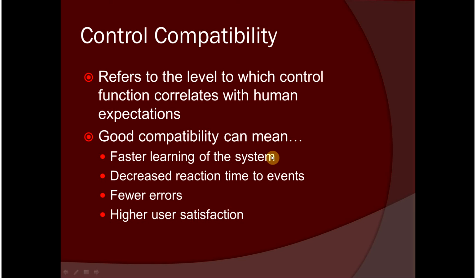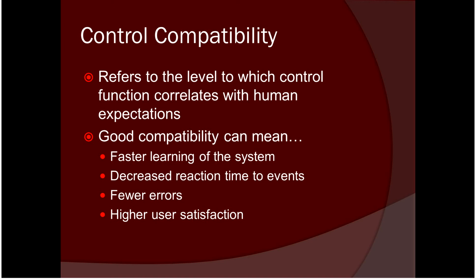Now let's talk about compatibility. This is designing your control system to match up to what human expectations would be for it, right? And we talked about that with displays. We probably even talked about that two or three times with displays, and maybe even with controls. Point being, it's really important. You'll learn your system faster, in other words, a quicker learning curve. You'll have less reaction time because there'll be less information necessary to process in applying the controls.